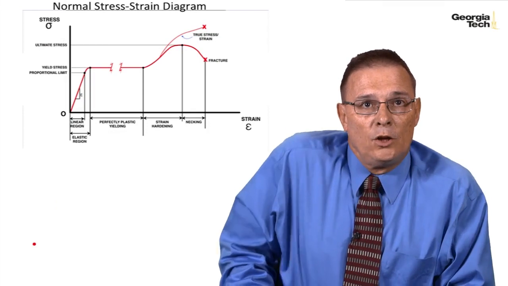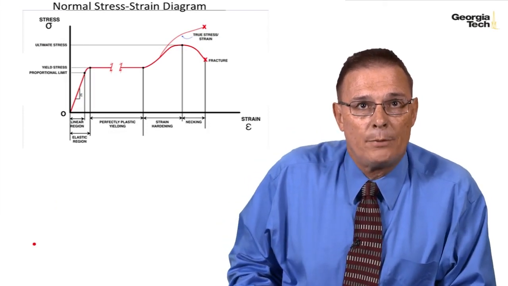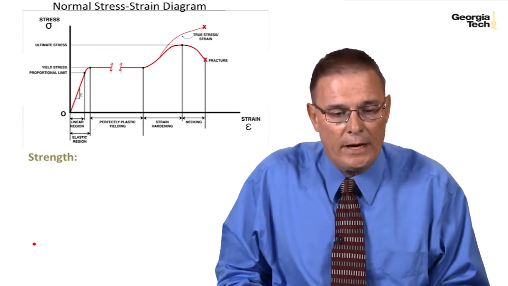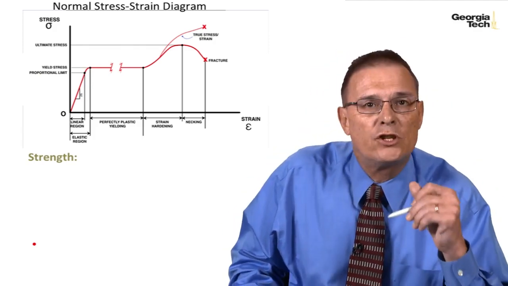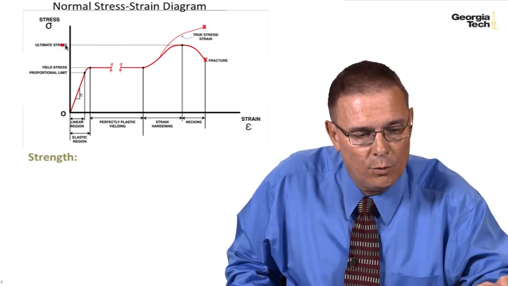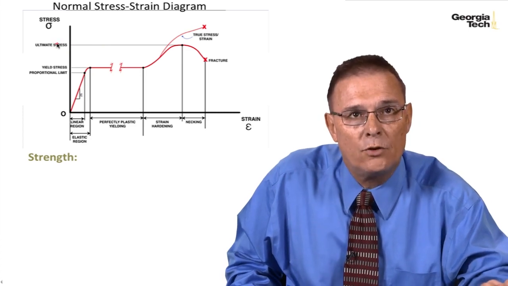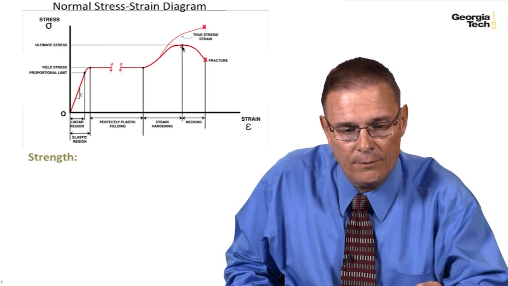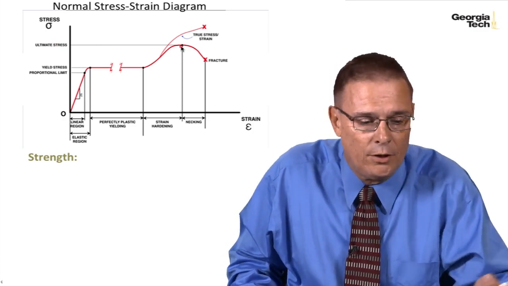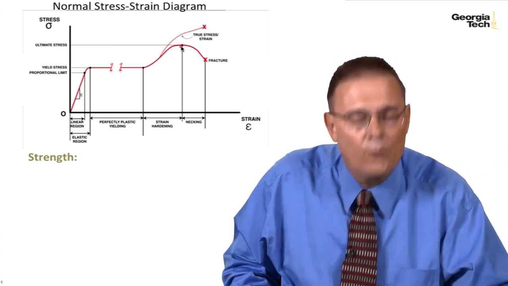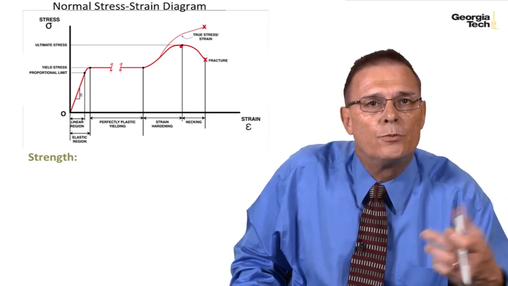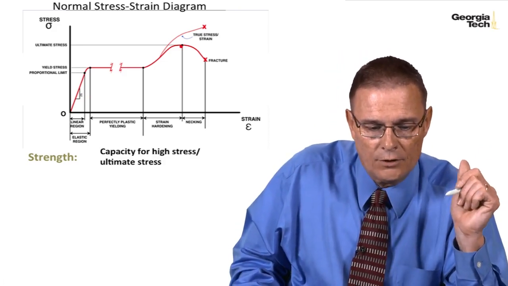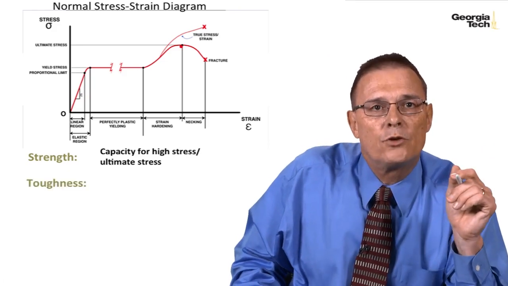Let's look at some more material properties from the stress-strain diagram. The next one we'll talk about is strength, and that's the capacity for high stress, where the material has its ultimate stress, or ultimate strain. A strong material would be something like multi-walled carbon nanotubes, which can take a lot of ultimate stress. So, strength is the capacity for high stress or ultimate stress.